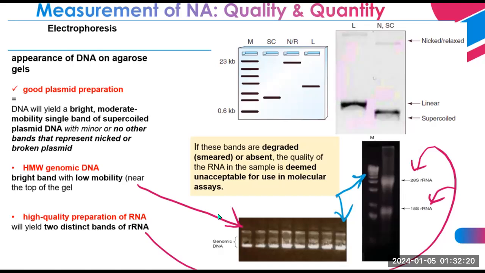For high quality RNA preparations, two clear bands of RNA are anticipated. This one and this one. Remember the small and the large component: two distinct bands of ribosomal RNA. The integrity of these bands serves as an indicator of the overall RNA integrity within the same sample. So if these bands display degradation or smearing or are absent, it signifies that the RNA quality in the sample is considered unsatisfactory or unacceptable for use in molecular assays.